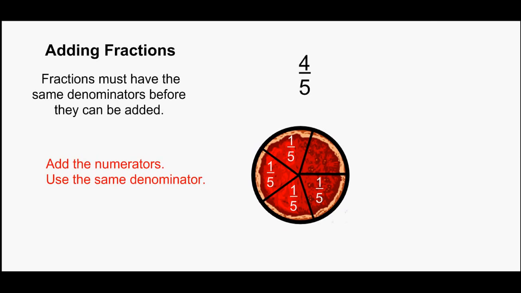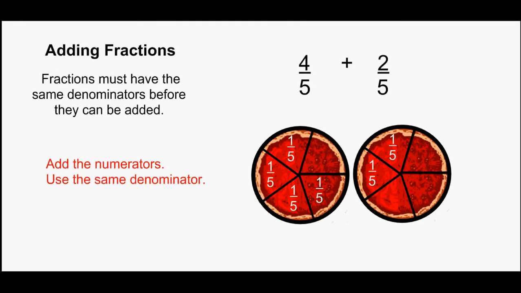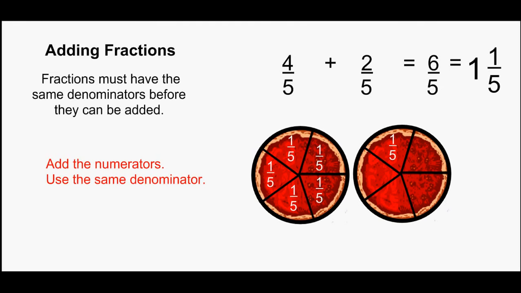Let's try another one. 4/5 plus 2/5 equals 6/5. 6/5 is an improper fraction. If you want, you may change it to a mixed number, 1 and 1/5.